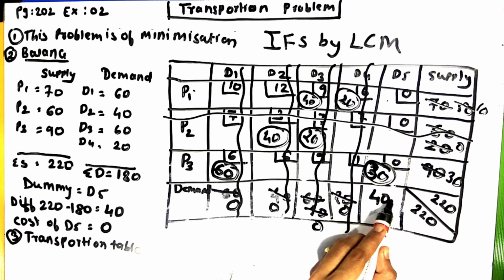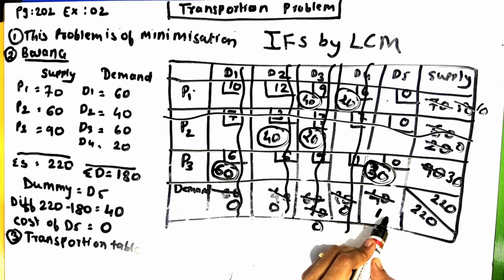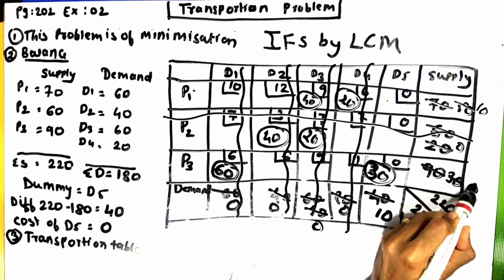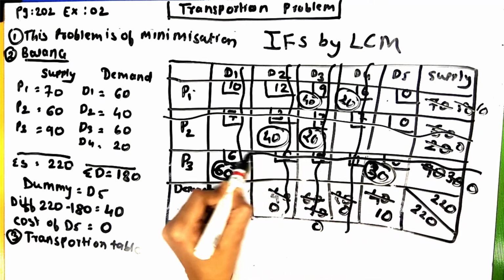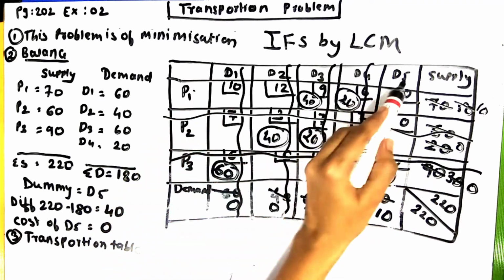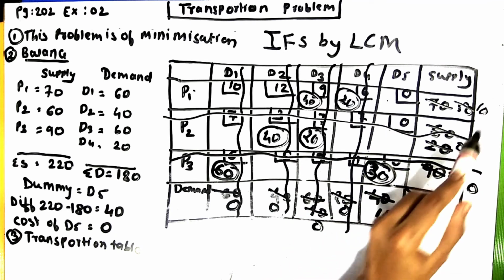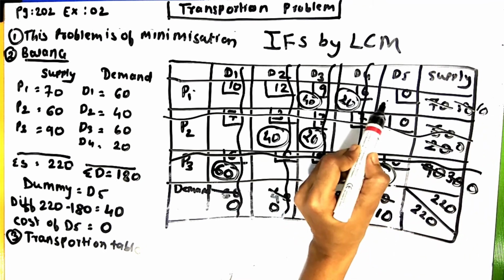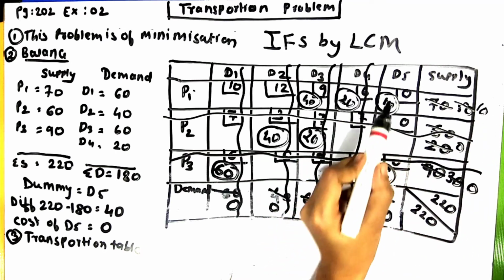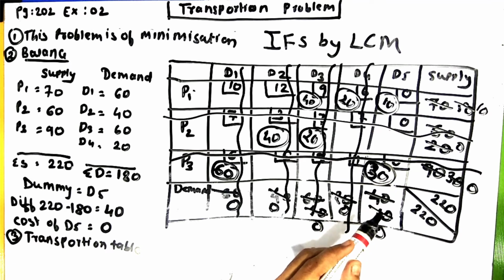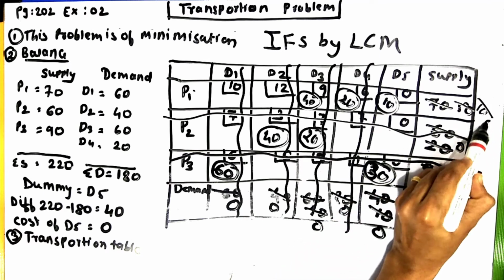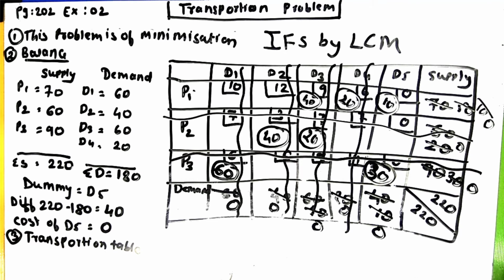So 40 minus 30 is 10, and 30 minus 30 is 0. Now P3 has become 0, so it will get cancelled. And the last one is P1 D5. Let me check here. On the demand side I have 10 remaining and on the supply side I have 10, which tally. So let me write 10. As I have written 10 here, 10 minus 10 is 0, and this 10 minus 10 is 0. That means my problem is solved. I got the solution. Once you get the solution, we have to find the total cost.